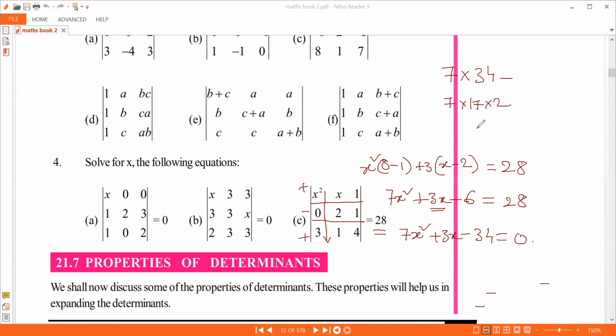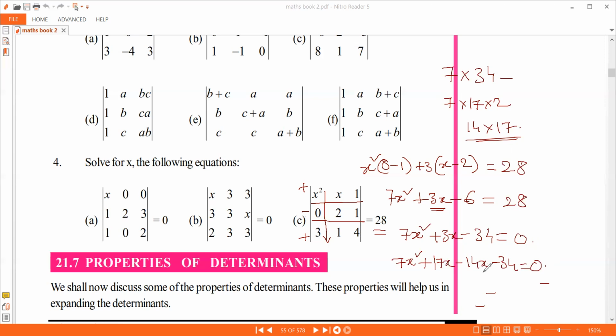You can do like this. So 7 to 14, you can write 14 into 17. So this one is 7x square, plus you can write 17x minus 14x minus 34, which happens to be 0. So yeah, you can do like this.